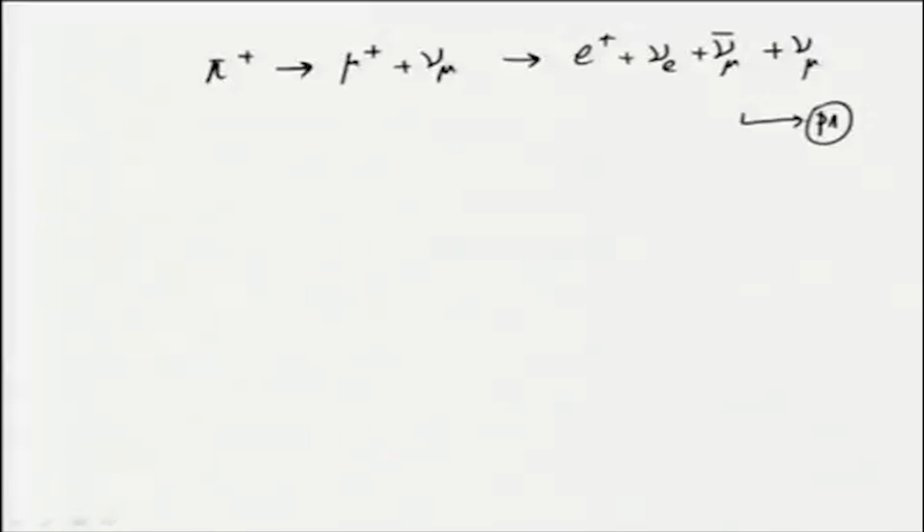Experimentally, it is observed that, like the earlier beta decay experiment, we can find out the spin orientation of the electron or the positron coming out of this, and it is found that the positron coming out is right-handed always.